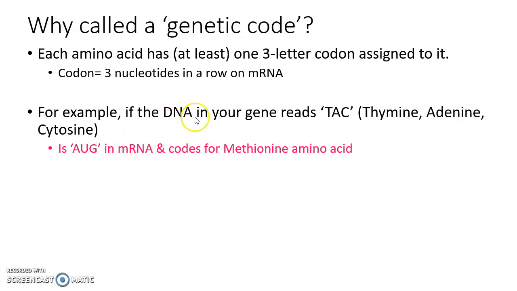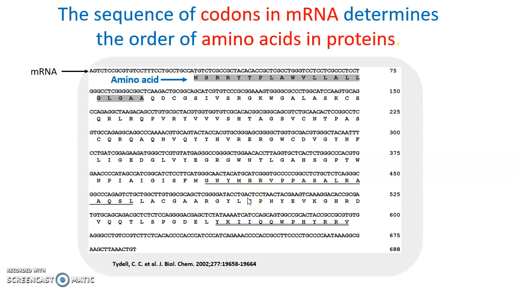So for example, in DNA, if your code reads TAC, that will get turned into messenger RNA, that's AUG, and AUG is the codon that codes for methionine amino acid. You don't have to remember which amino acid is being coded for, just that it's a 3-nucleotide code in the messenger RNA called the codon that gives you a specific amino acid.